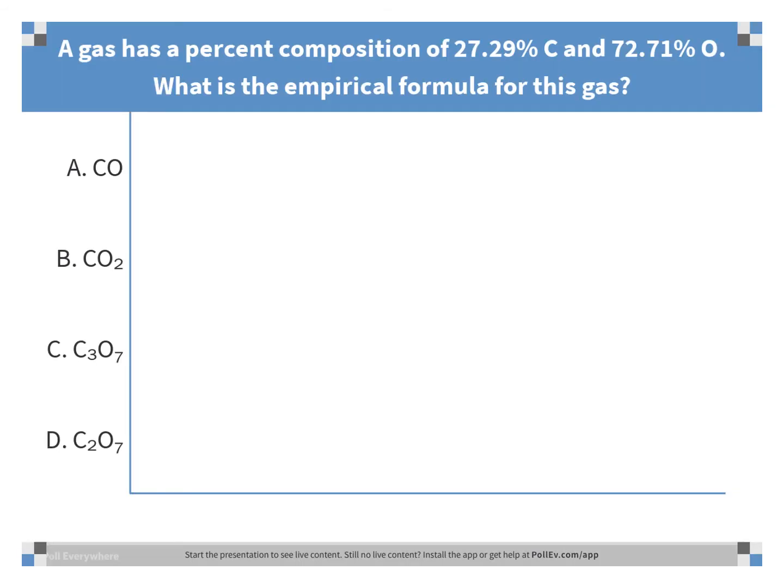So the correct answer is B, CO2. Your first step would be changing the percent symbols into G for grams. Then you take those grams and change them into moles. Then write your preliminary empirical formula and divide by the lowest number of moles and round it if necessary just a little bit in order to get the true empirical formula.